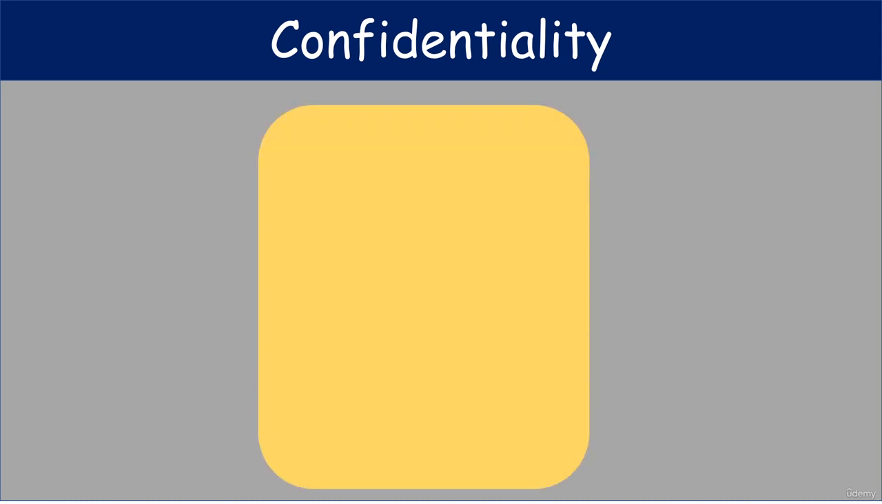Data encryption is a good example to ensure confidentiality. So here we have some tools of confidentiality, so now let's learn about them. The first one that we have here is encryption. Encryption is a method of transforming information to make it unreadable for unauthorized users by using an algorithm.